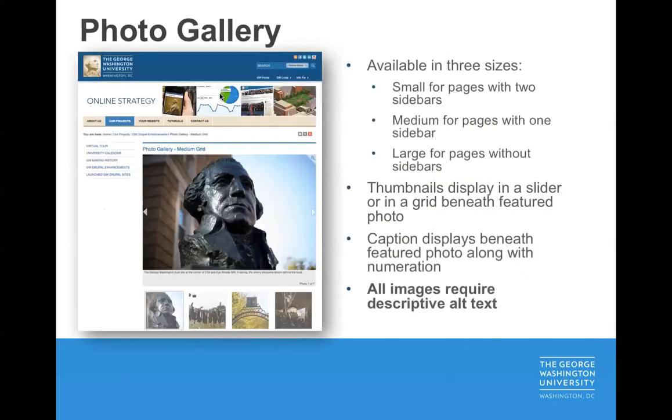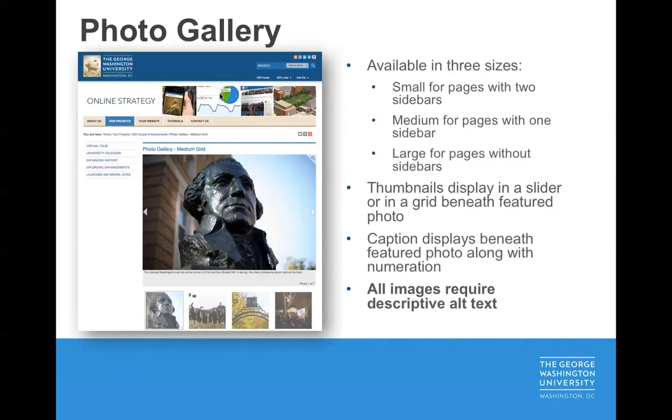With your photo gallery, they're available in 3 sizes. You have the small for pages with 2 sidebars, medium for pages with 1 sidebar, and then the large for pages without sidebars. And it should be noted with that large, it actually will display them in a single column list, so one photo on top of the other. You won't actually have any thumbnails if you use the large version of the photo gallery.